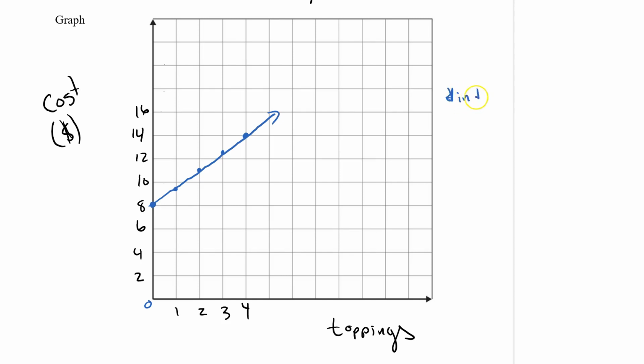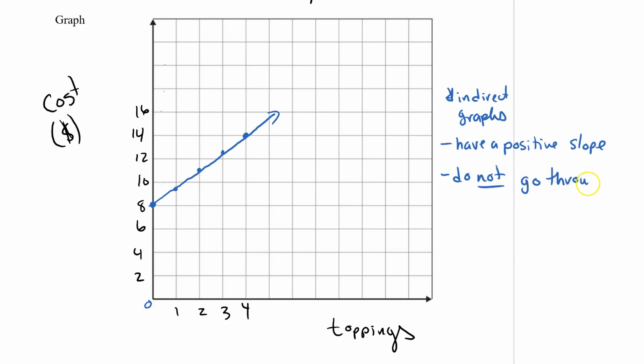So indirect graphs, they have a positive slope. I'll just write that out, positive slope. And they do not go through 0, 0. For example, this point here at 0, it's 8. So it starts at 8 when you have 0 toppings.